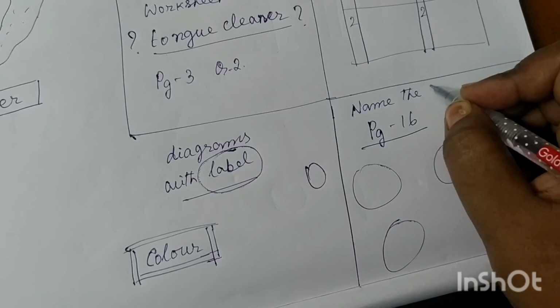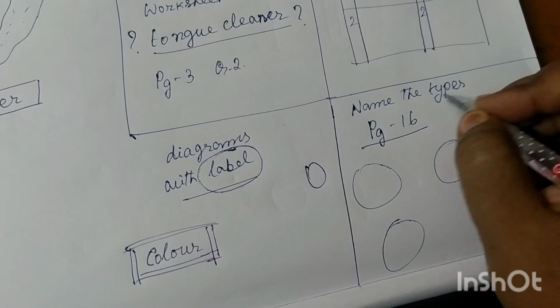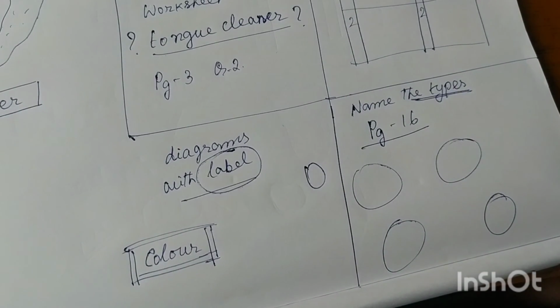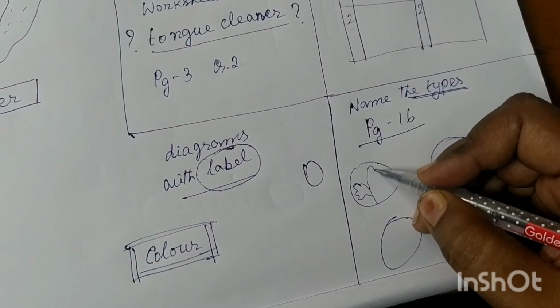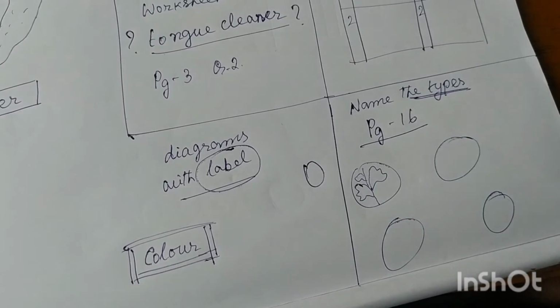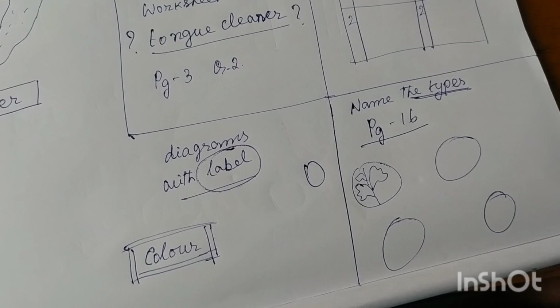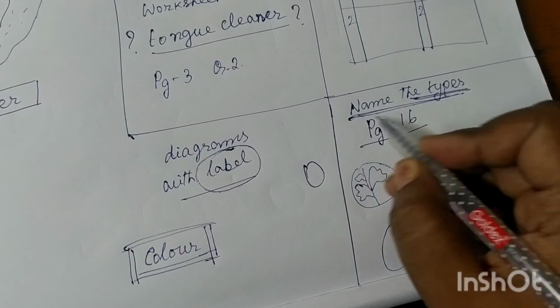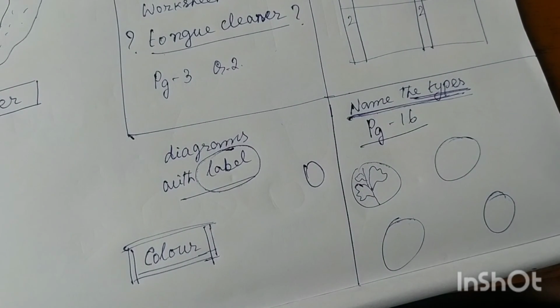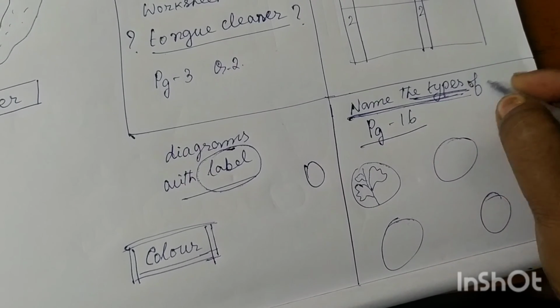More than 70% of students did not see this. They just name the plants given here. Like the first one is coriander, so they just wrote coriander. But here we are asking the type of plant, not the plant. Coriander is a kind of herb, so you have to write that only. It says name the types, meaning the types of plants. Name the types of plants.